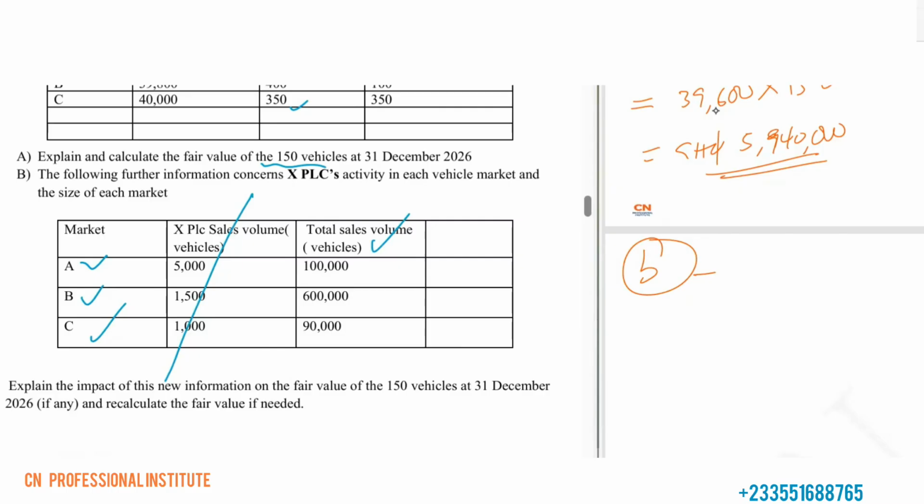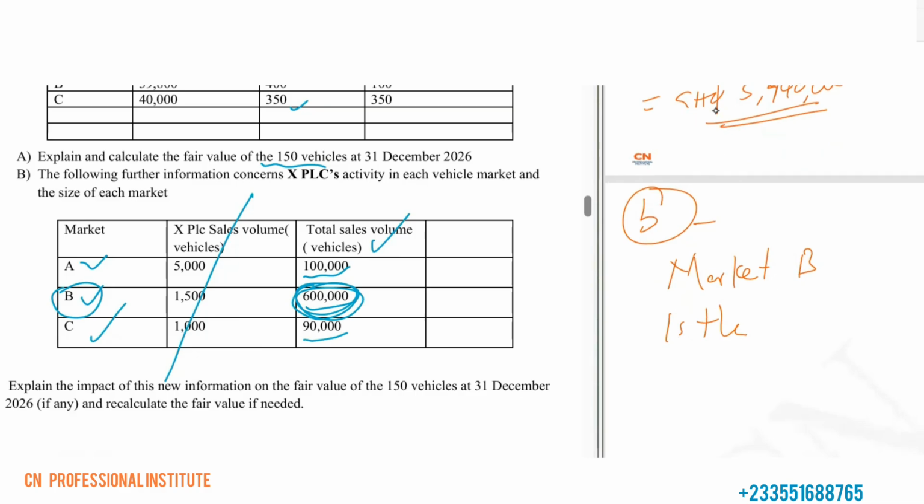So here, if you check, 100,000, 600,000, and 90,000. So we see that B has the highest unit here. Market B can absorb 600,000 units, which is the highest. Therefore, market B is the what? The principal market. So therefore, we say market B is the principal market.